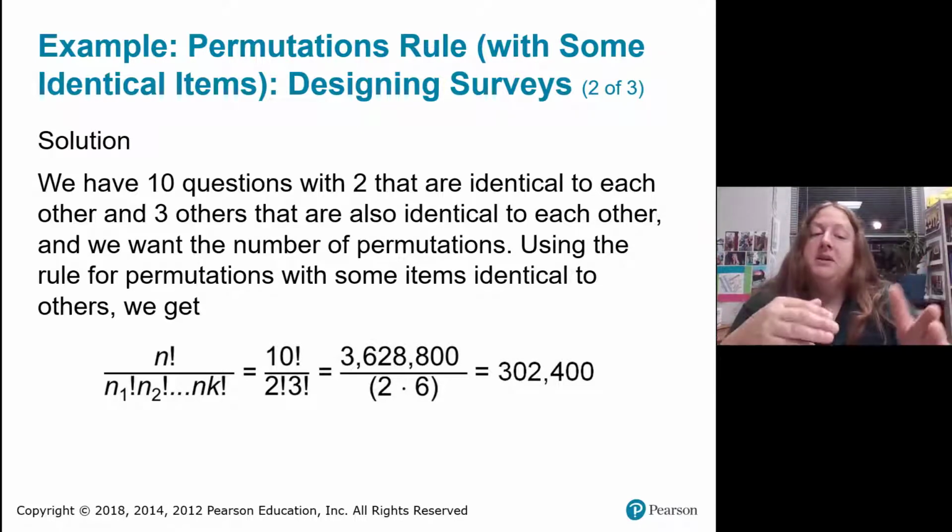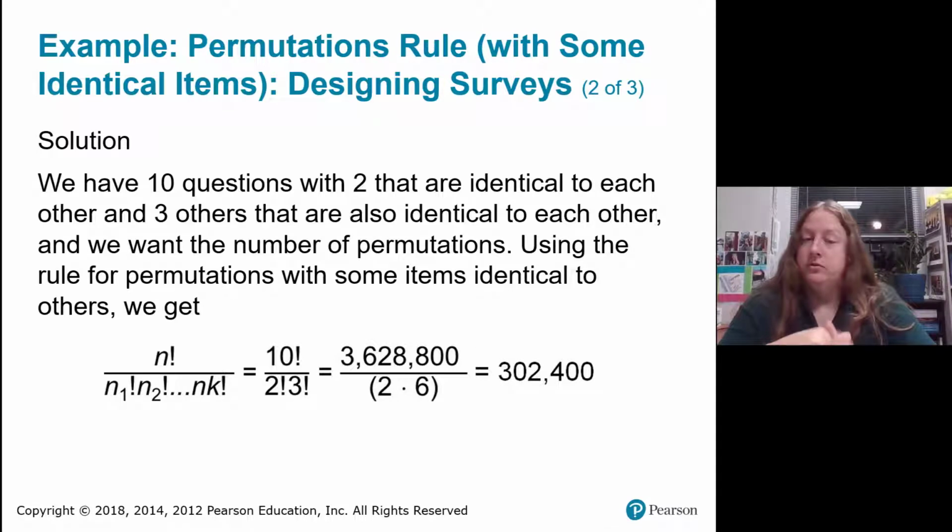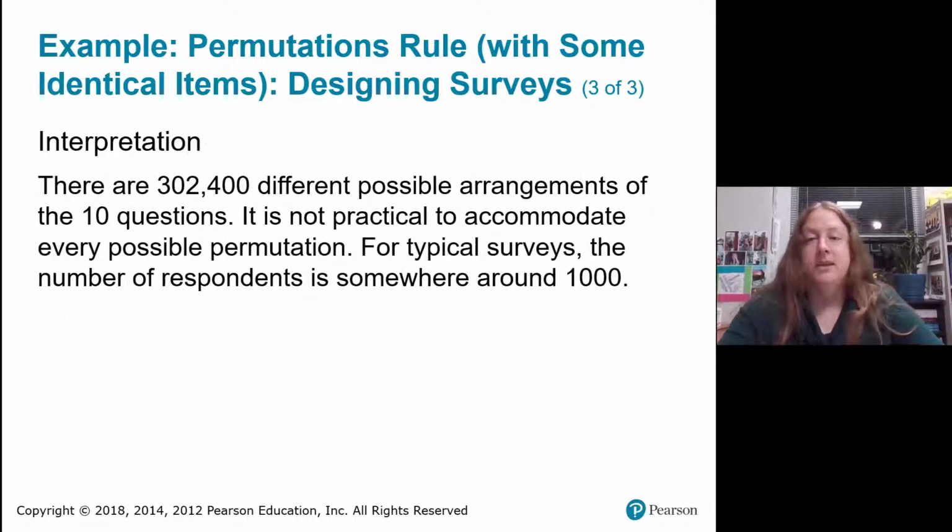So we're going to divide out by 2 factorial times 3 factorial, or 2 times 6. And when we do that, we find that there are 302,400 ways to survey given 10 questions where 2 of them are identical and then another 3 are also identical.